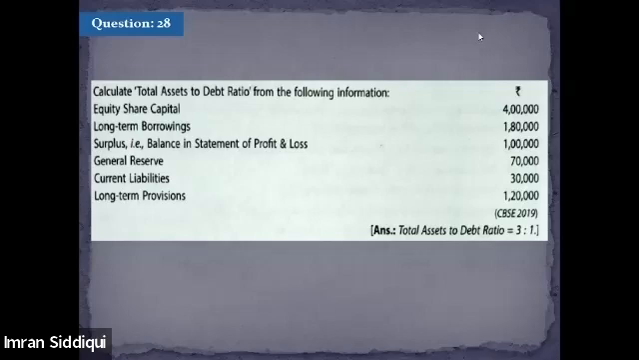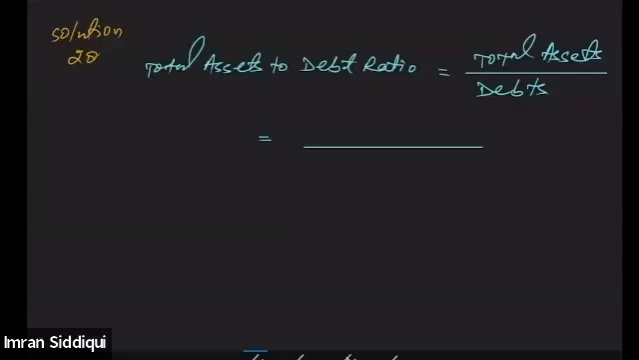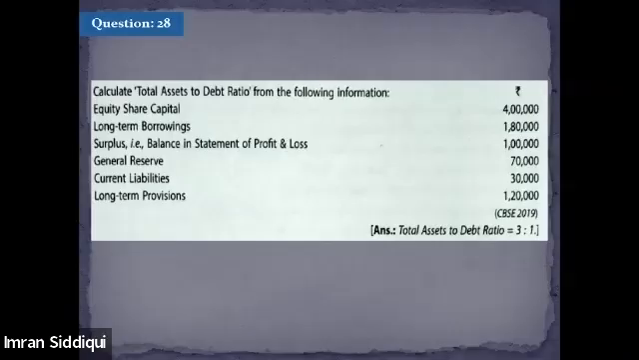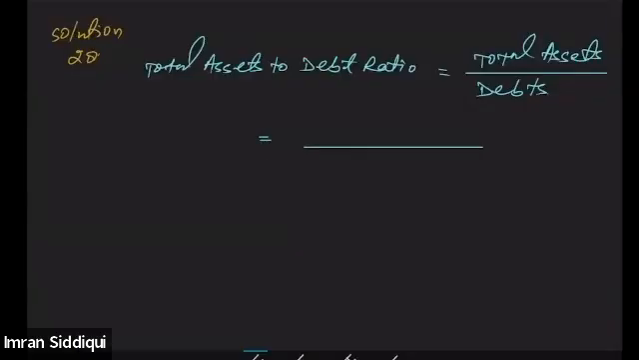Just a moment. So, first of all, if we talk about the total debt, we'll include the value of the long-term borrowing. Number two, long-term provisions will also be included, that will also form part of the total debt. So this way, total debt will be the value of the long-term borrowing plus long-term provisions.